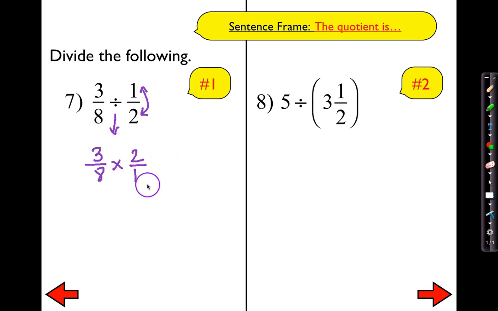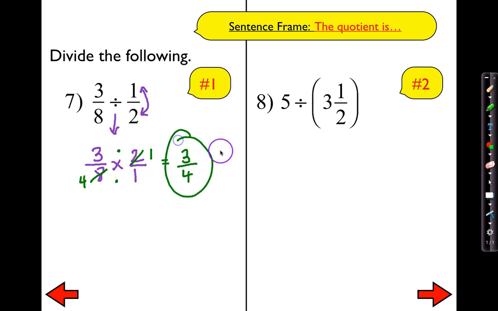Now that it's multiplication, I can check if I can cross cancel. Does 3 and 1 have anything in common? Nope. Do 8 and 2 have anything in common? Yes, we're going to divide by 2. 8 divided by 2 is 4. 2 divided by 2 is 1. Now we can multiply straight across. 3 times 1 is 3, and 4 times 1 is 4. Check that it's reduced. It is, so that is our final answer.